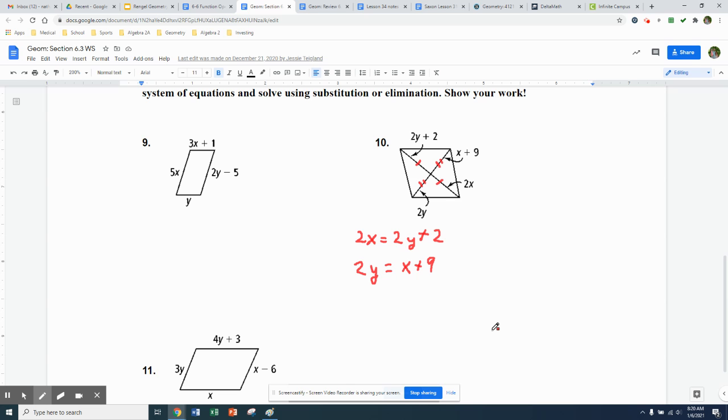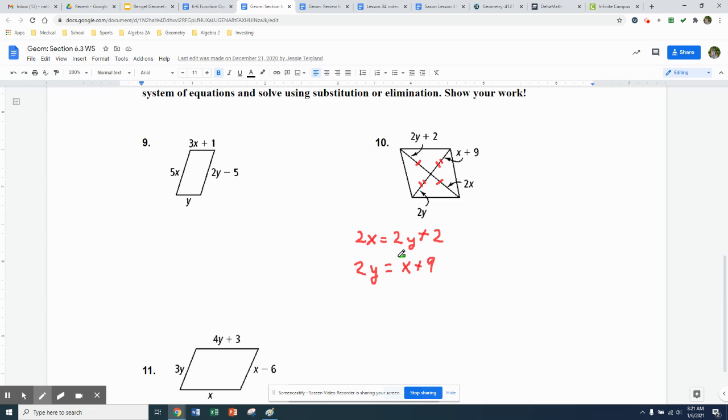Now what I would look for is, do either of those two equations have all the same variable? Because I want to try to get an equation where all the variables are the same. I don't have where all the variables are the same, so I have to use a system of equations method to solve this.